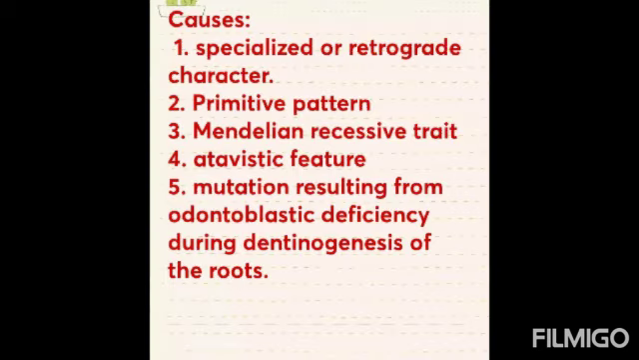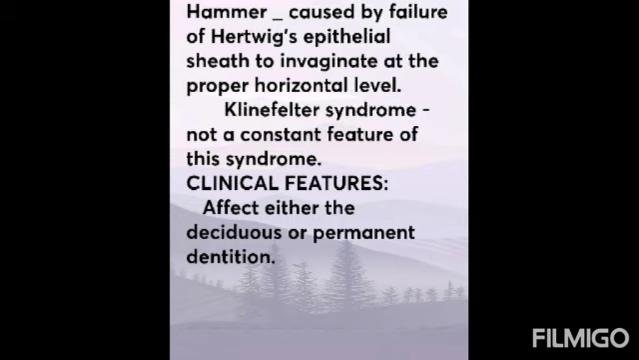And what are the causes for this condition? The first one is specialized or retrograde character, the second is primitive pattern, the third is Mendelian recessive trait, the fourth is atavistic feature, and the fifth is mutation resulting from odontoblastic deficiency during dentinogenesis of the root. These are the causes for this taurodontism condition. Hammer and his associates believe that taurodontism is caused by failure of Hertwig's epithelial sheath to invaginate at the proper horizontal level.